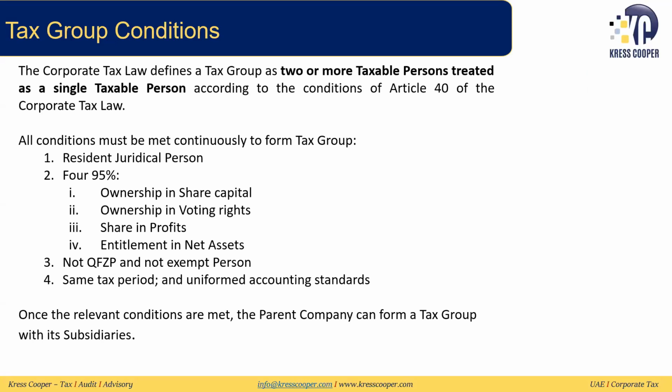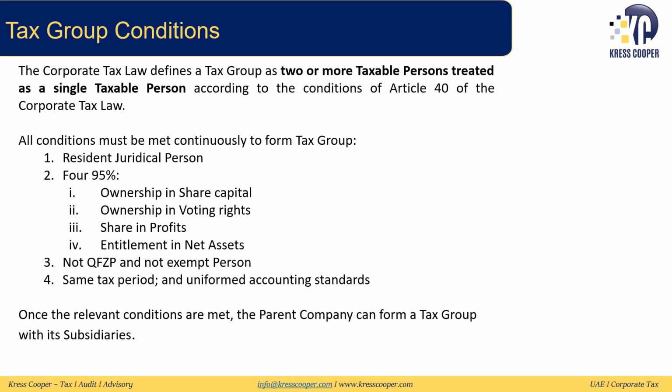Then we had discussed that a tax member of a group cannot be a qualifying free zone person. If they meet the status of a qualifying free zone person, they cannot be part of this tax group. If they want to opt out of that status, or they are just free zone companies, they can still be part of the tax group. They should not be an exempt person under the law. If they have claimed or been given any exemption, they cannot be part of a tax group.